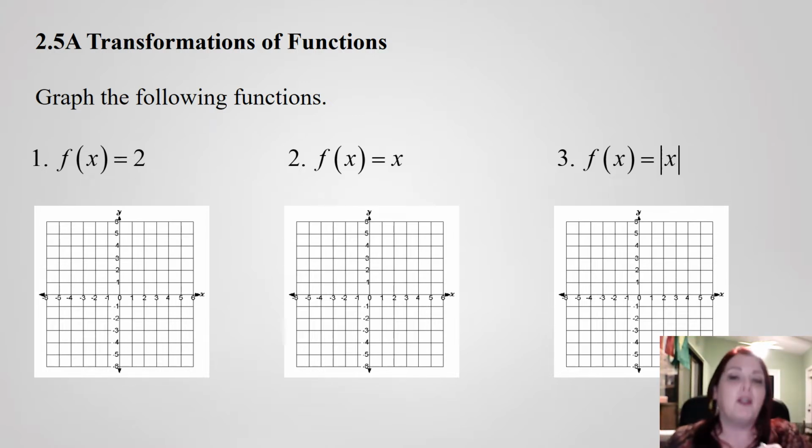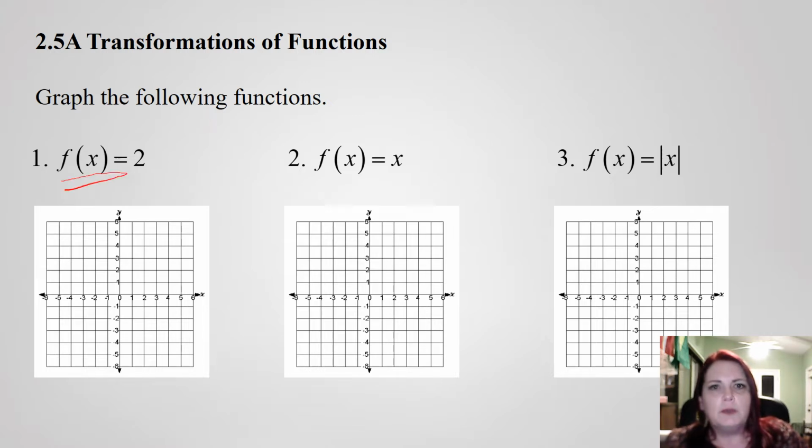We're talking about parent functions. So I've got 7 of them, here's 3 of them. Let's take a look at these graphs. So I'm going to put a table of points for each of these and then graph it on the provided grid.